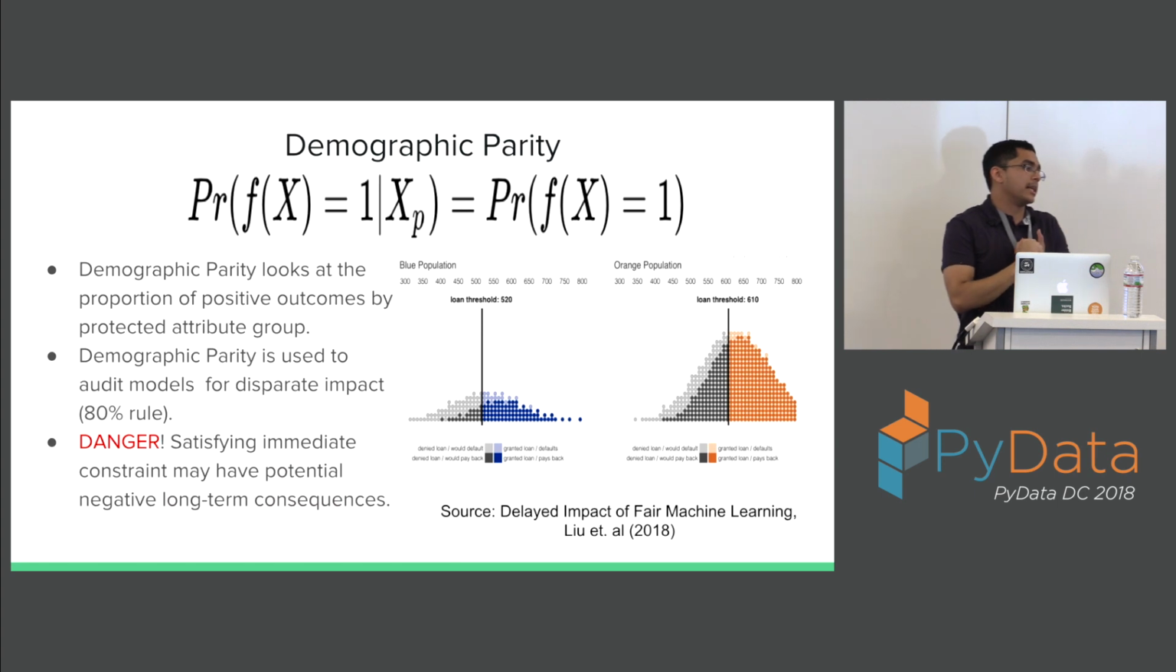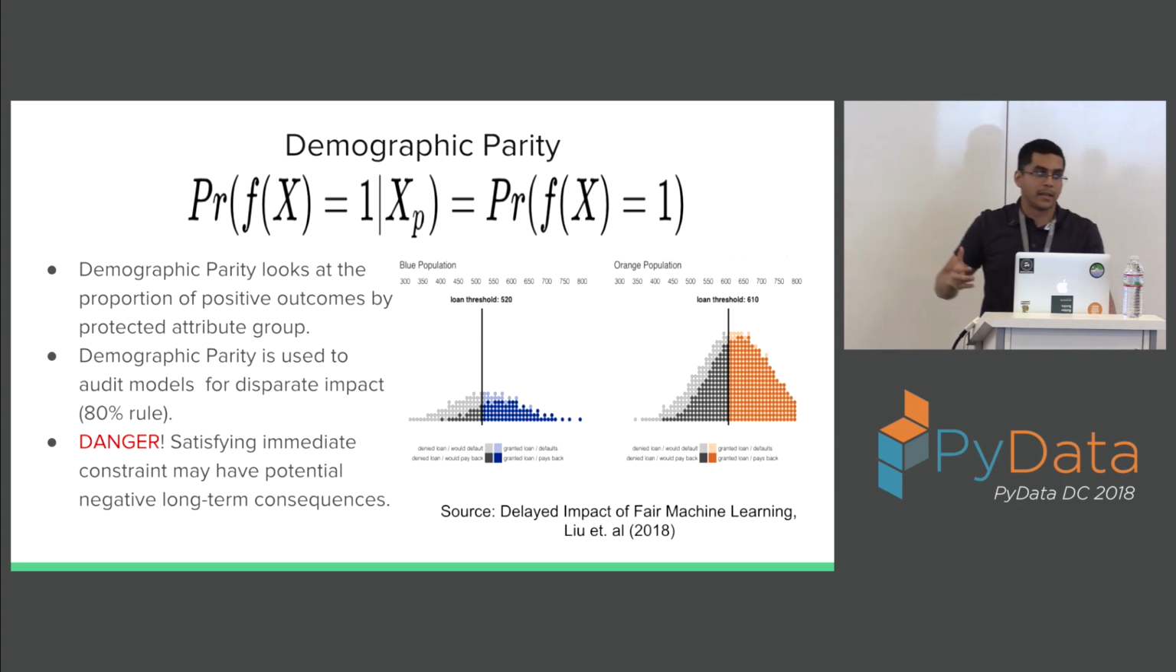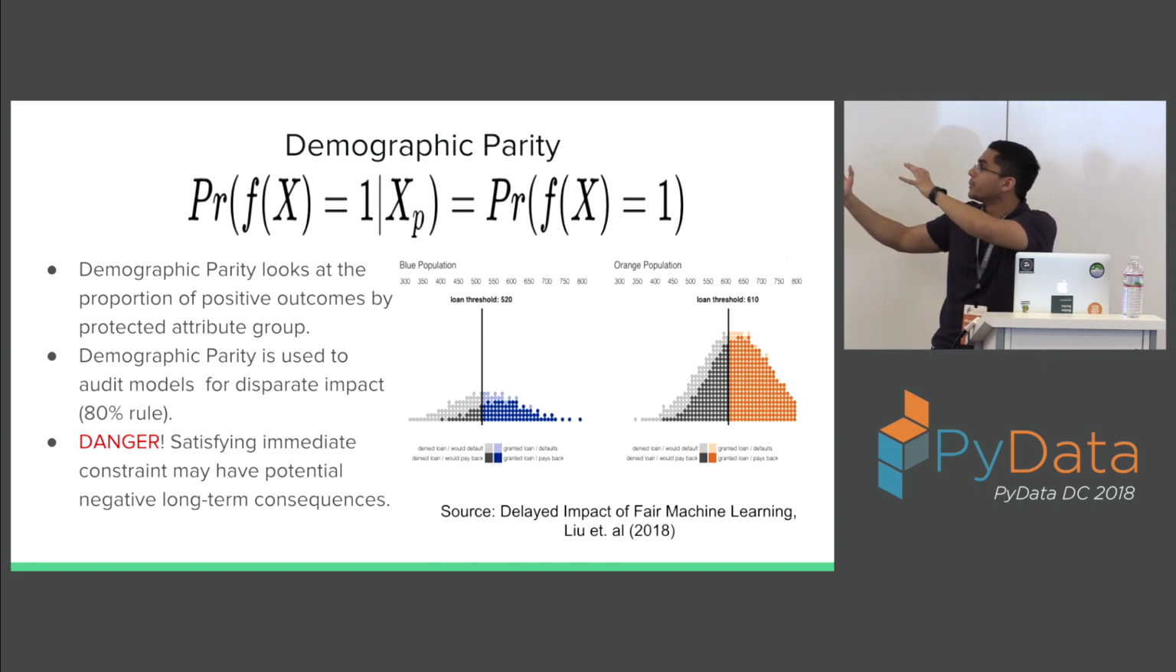And if you think about credit loans, if you give loans to people who can't pay them off, they're going to default. They're going to lose money because they have to pay back all the interest, and then their credit score is going to go down. So if you just want to satisfy this constraint short term, where we have to make the number of loans we give between the orange population and the blue population the same, you might be giving loans to people in the blue population who won't be able to pay them back. As a result, they'll lose money, their credit score will go down, and overall, the credit score distribution of the blue population will go down.